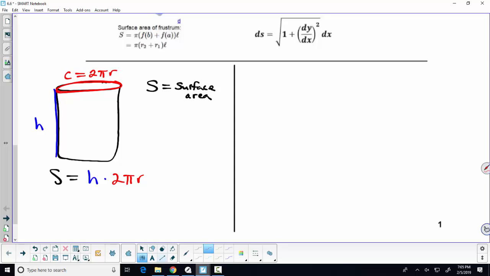Okay, so that idea can be extended to more exotic regions via rotation. So let's say we had this function, f of x. We rotated it about the x-axis.